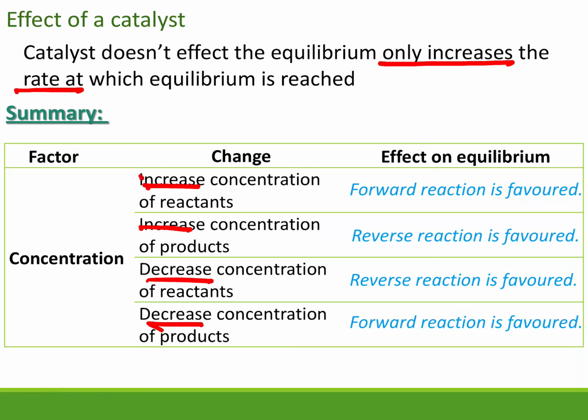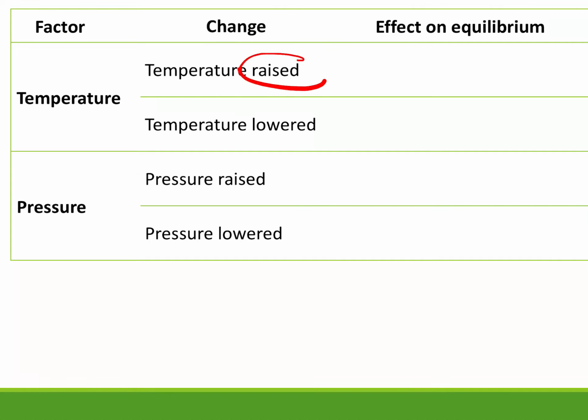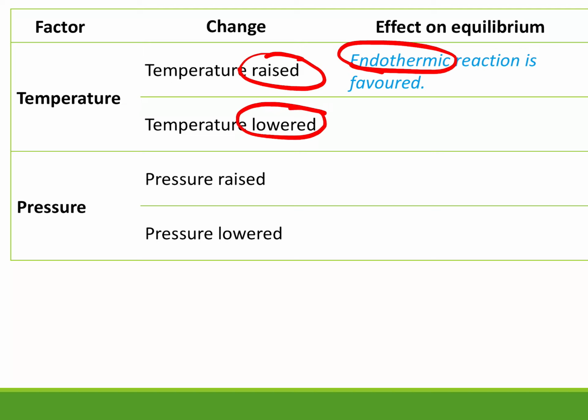Very simple. Now these are nice because these you can learn. These are always the same. Be careful with the next ones. With temperature, if I increase temperature, I must favor the reaction that is endothermic. So I have to be able to work out whether the forward or reverse is endothermic. When I lower the temperature, I will favor the exothermic reaction.